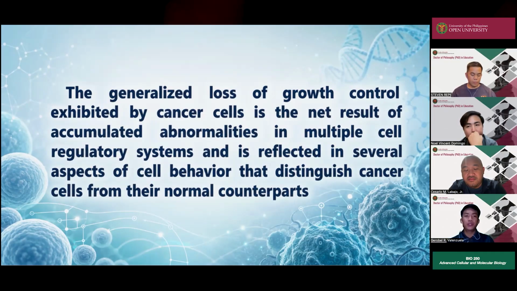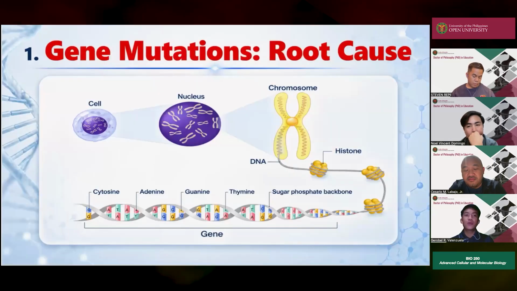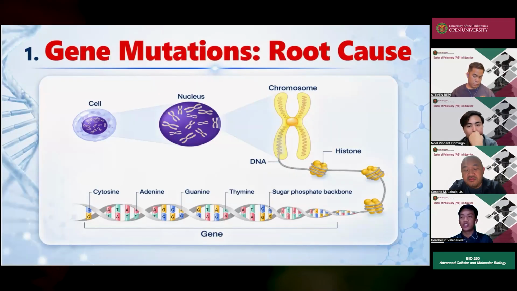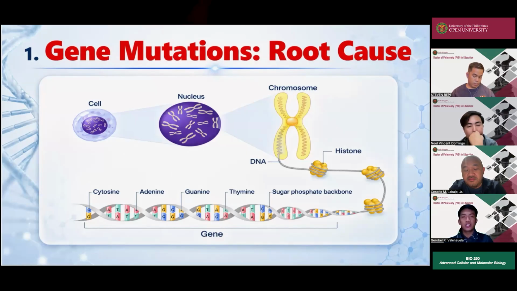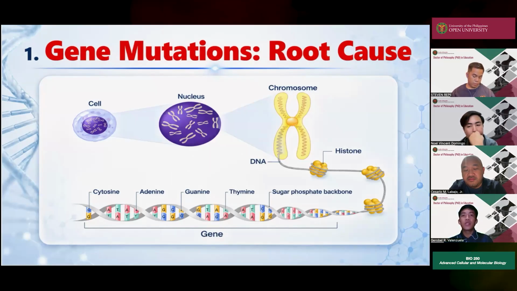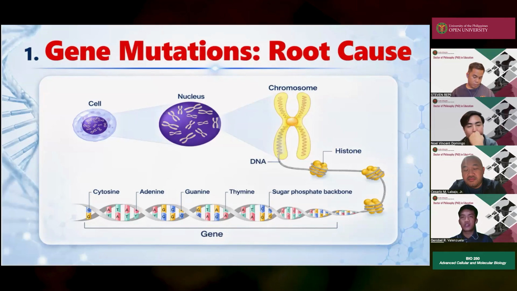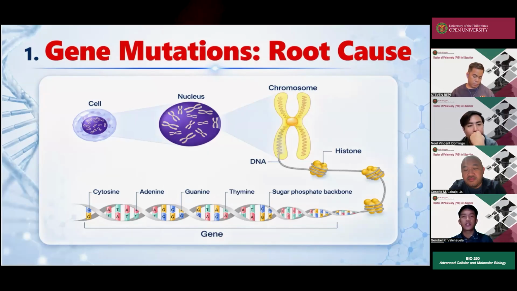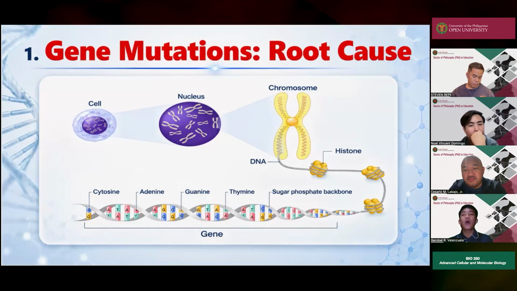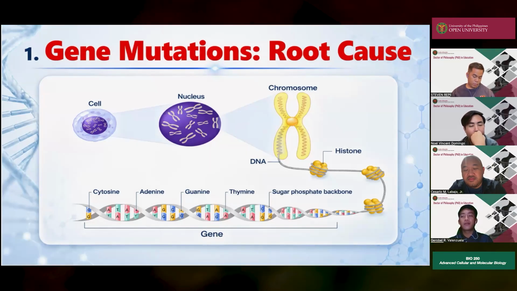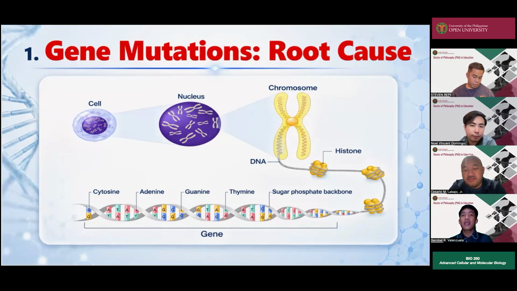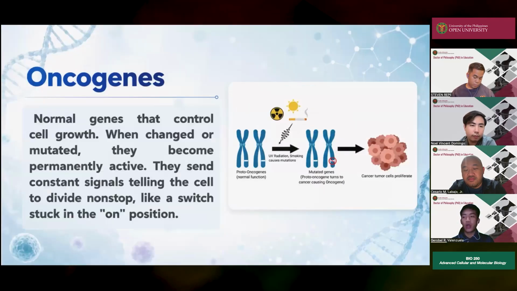So what are the root causes of cancer? First, we have gene mutations. One root cause of cancer is gene mutation. A mutation is a change in the DNA sequence. Since DNA contains instructions for cell function, changes in DNA can affect how cells grow and behave. Not all mutations cause cancer, but mutations in genes that control growth, repair, and cell death can increase the cancer risk.